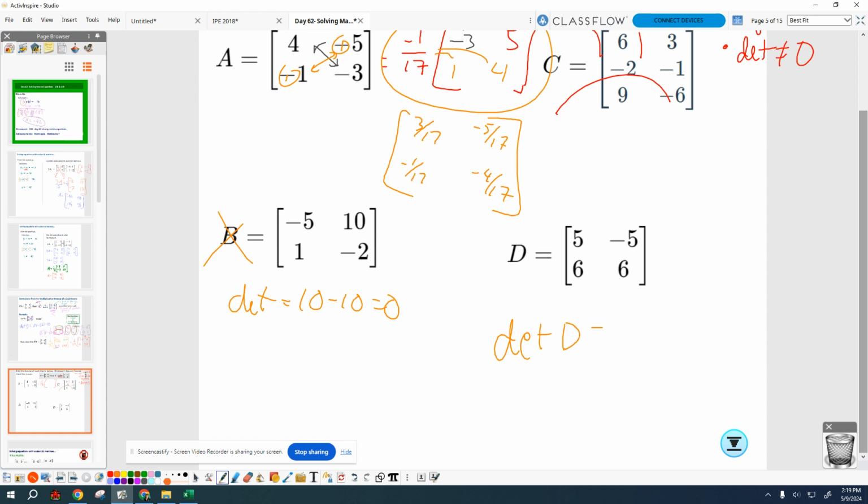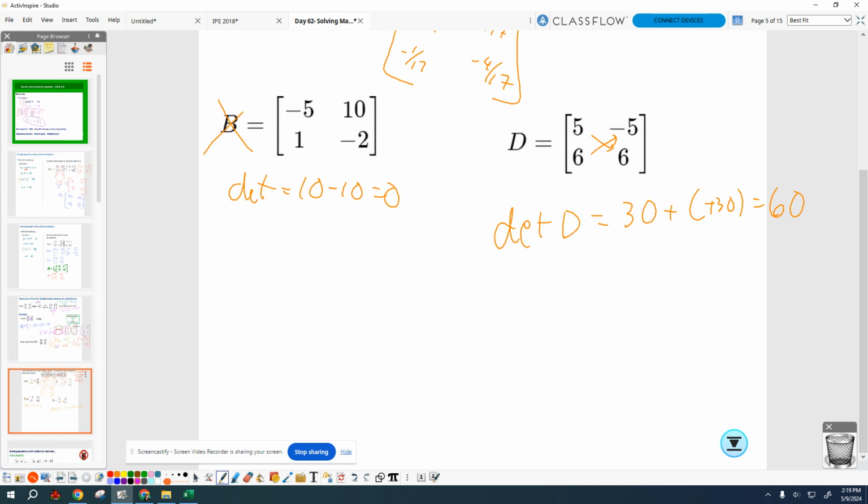Correct. Okay, 5 times 6 minus -5 times 6. That is not 0. There is an inverse for D. What would that inverse be? 1/60, and then 6/5, -6/5.